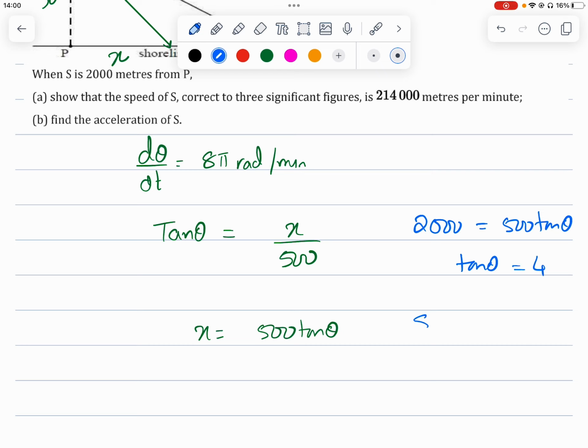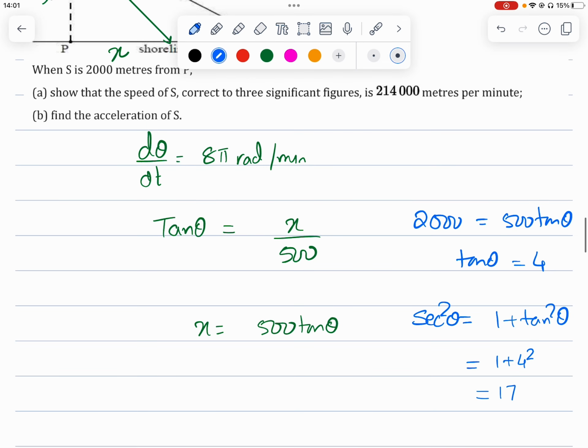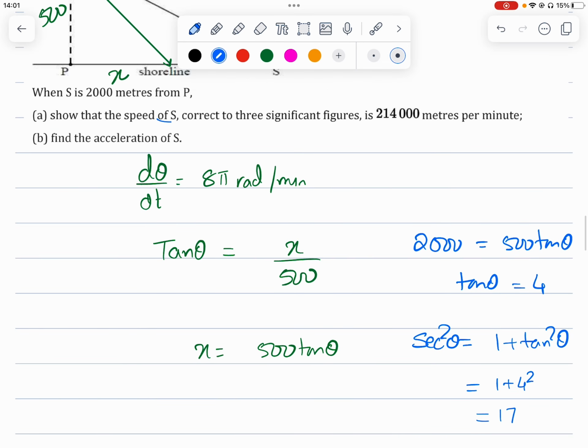I do a bit part and find secant square theta, because I find the derivative of tan theta, which will be secant square theta. So secant square theta is 1 plus 4 square, which is 17. Now he's asking, show that the speed of S, that means dx upon dt. He's asking us to find dx upon dt. So dx upon dt: 500 is a constant, tan theta derivative we just learned is secant square theta, and the theta derivative is d theta upon dt.